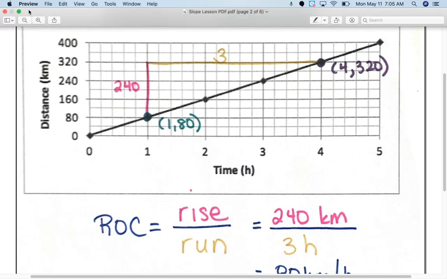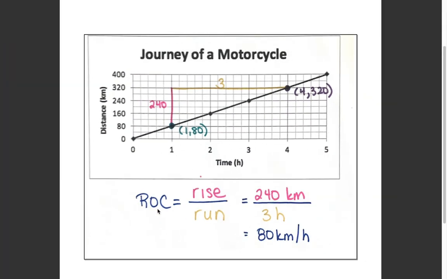So when I'm calculating my rate of change, then my rate of change was equal to rise over run. So I can see that my rise was 240 kilometers. My run is 3 hours. And then, of course, I want to put it into a unit rate. So I'm going to take 240 divided by 3. So I've got 80 kilometers per hour. So this motorcycle is traveling with a constant speed of 80 kilometers per hour.